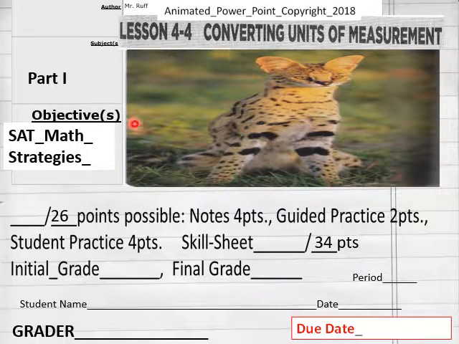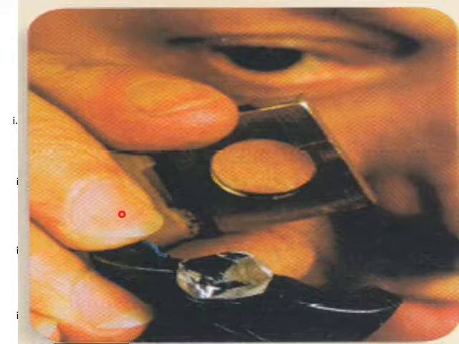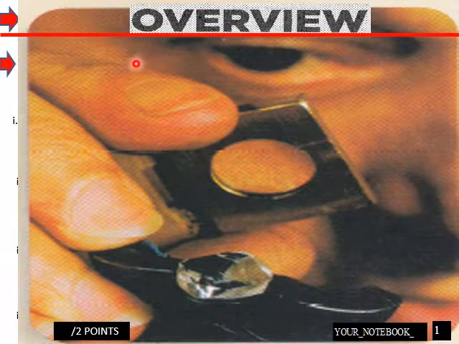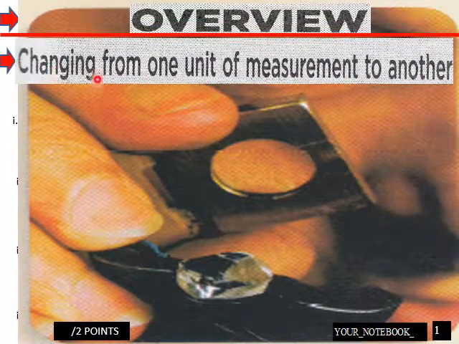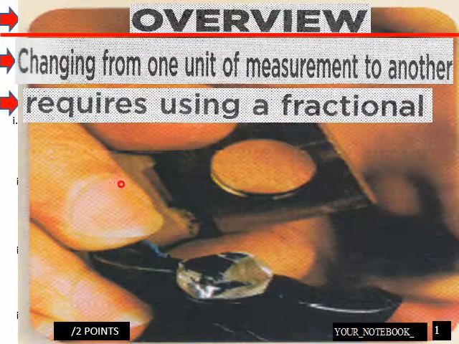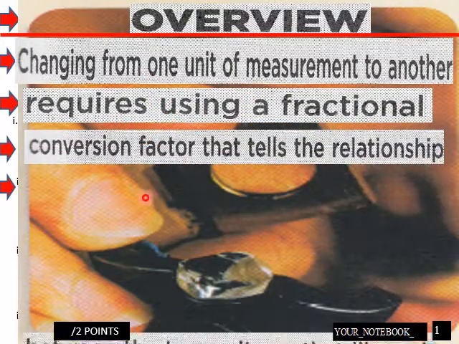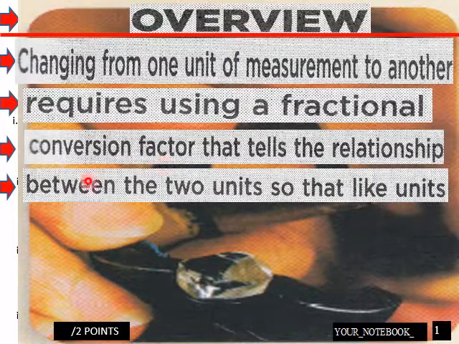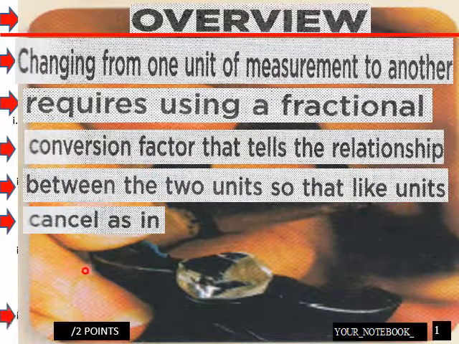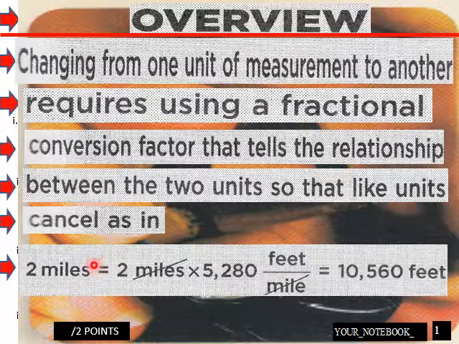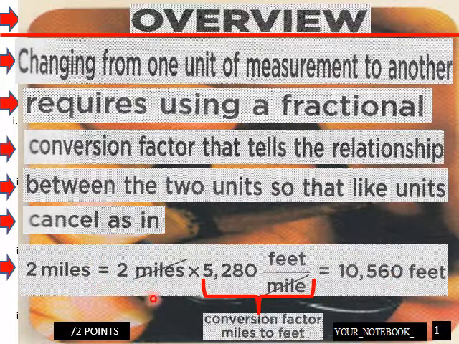4.4, converting units of measure. So the overview of this section here: changing from one unit of measurement to another requires using a fractional conversion factor that tells the relationship between the two units so that like units cancel, as in this situation here. Conversion factor, miles to feet, will be right here, 5,280 feet per 1 mile.